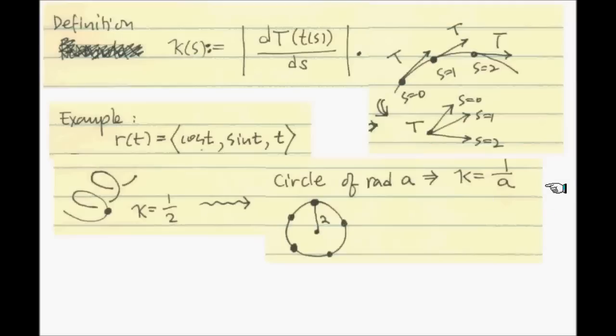It is 1 over a, and it has been a standard thing that if you're looking at some arbitrary vector function at one position, you've got some curvature there, not necessarily constant, then how do we compare that? How do we get a sense about how much it is curved? Then you look at this circle with a radius.